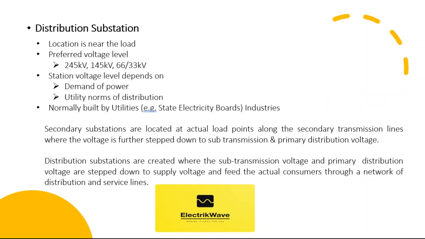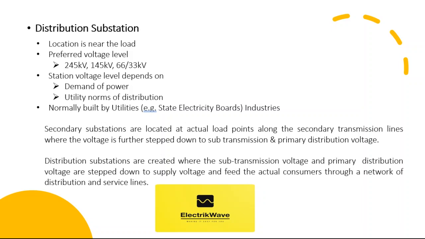Let's understand distribution substation. Location is near the load. Preferred voltage level 245 kV, 145 kV, 66 kV, 33 kV. Station voltage level depends on demand of power, utility norms of distribution. Normally built by utilities, for example state electricity boards, industries.